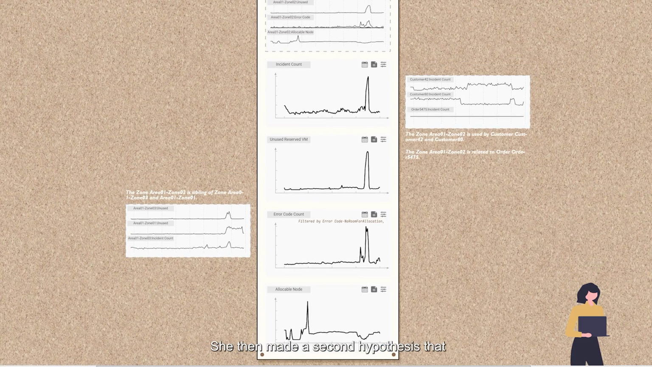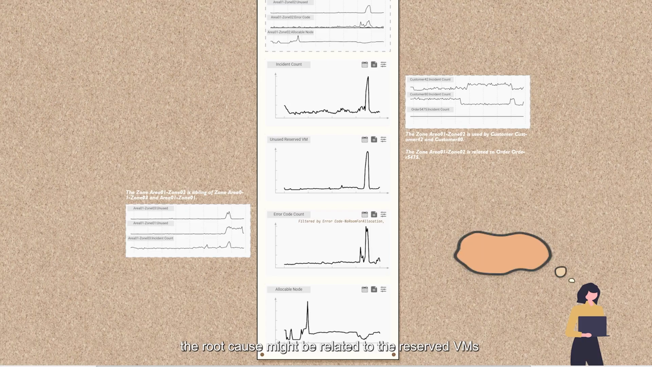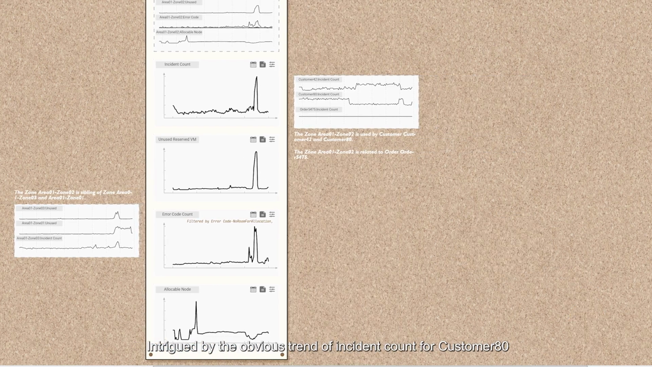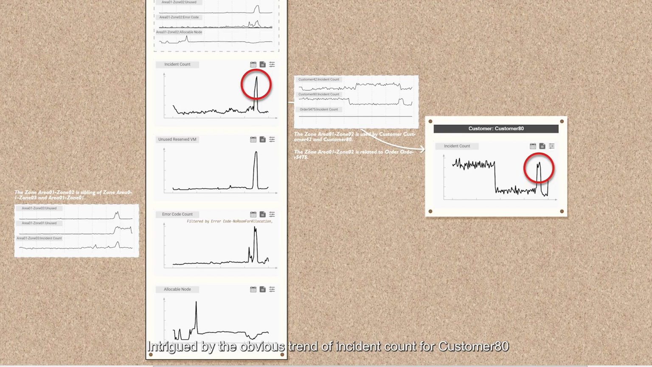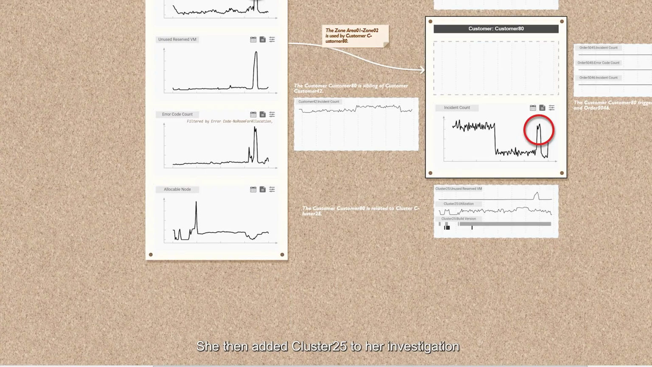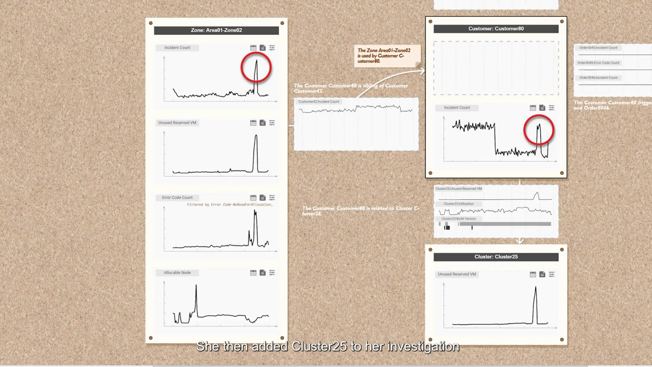She then made a second hypothesis that the root cause might be related to the reserved VMs. Expert A decided to investigate an instance cluster for further insight. Intrigued by the obvious trend of incident count for customer 80, she added this clue. She then added cluster 25 to her investigation.